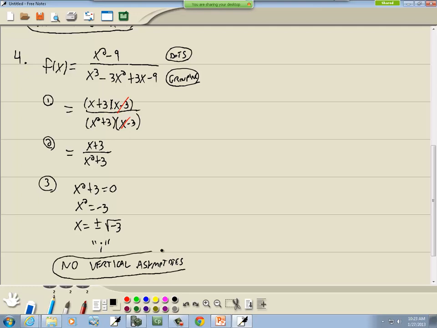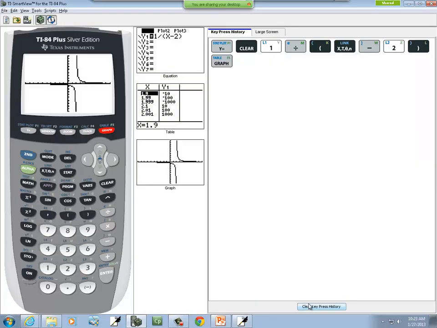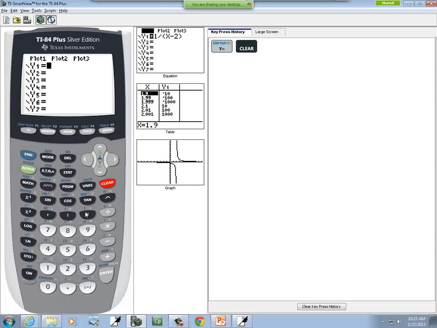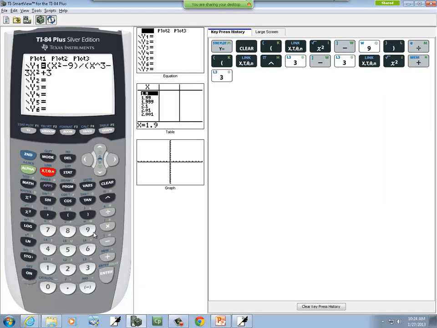Now if I were to look at the graph of this, again, to plug this in, I'll put parentheses around top, parentheses around the bottom. Anytime you have more than a single variable or single number in top and bottom, you have to put parentheses around it. So I'm going to press my y equals, press clear, at beginning parentheses, x squared minus 9, closing parentheses, divided by, beginning parentheses, x to the third, minus 3x squared, plus 3x minus 9. And closing parentheses, and then graph.